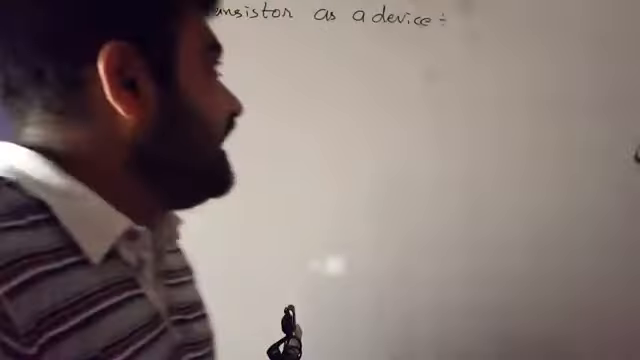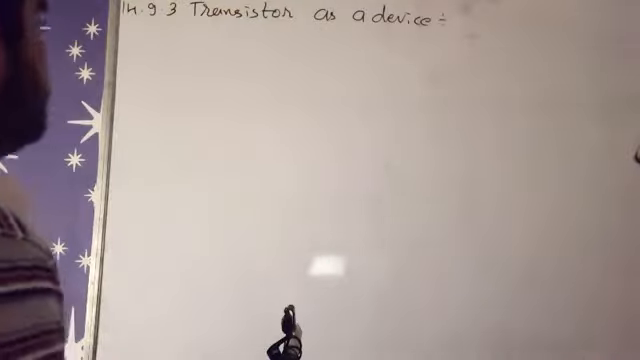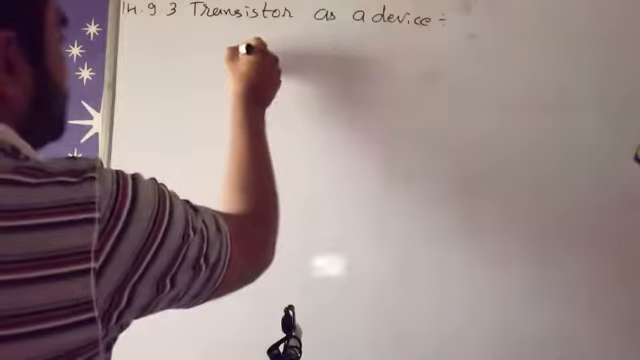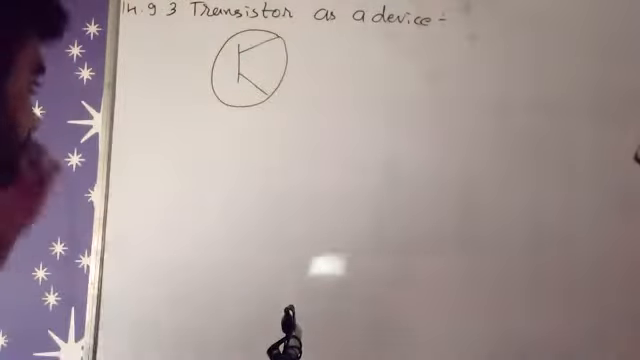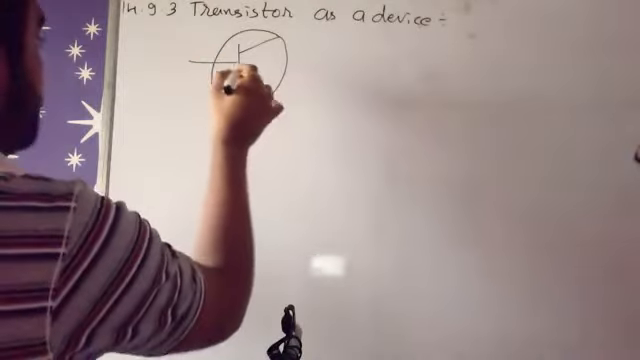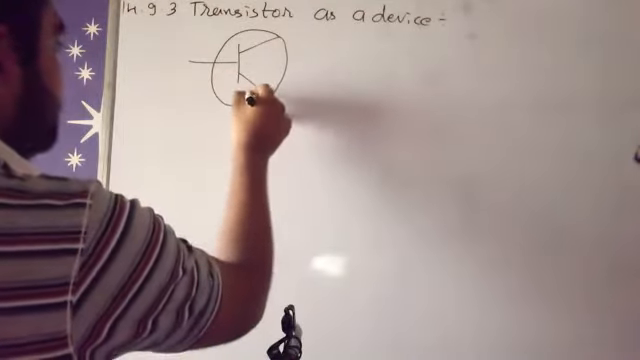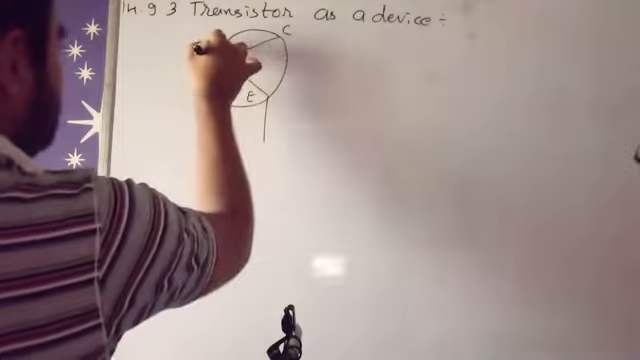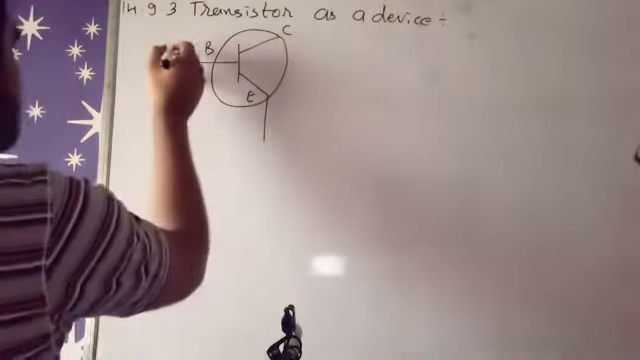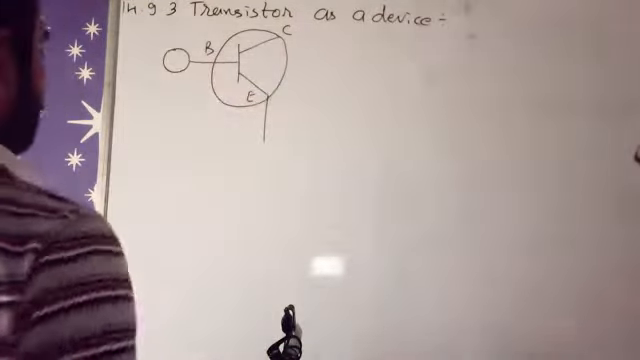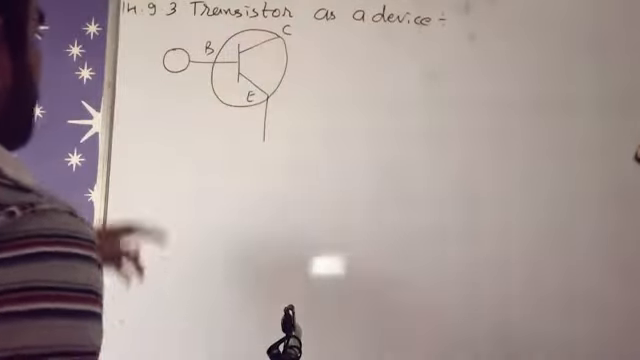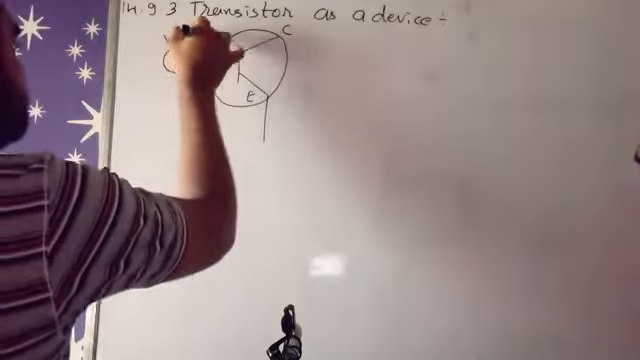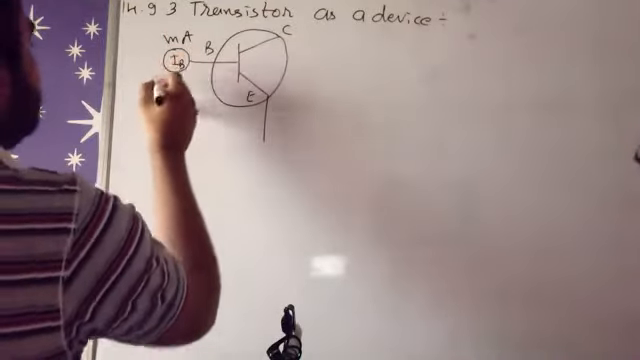Now our topic is transistor as a device. So first of all, we have to form a transistor. See, this is again an NPN transistor, we have base, emitter and collector. This is our emitter, this is collector and this is base. Similarly, according to our previous circuit, we have to draw here 1 milliampere, so it is IB.